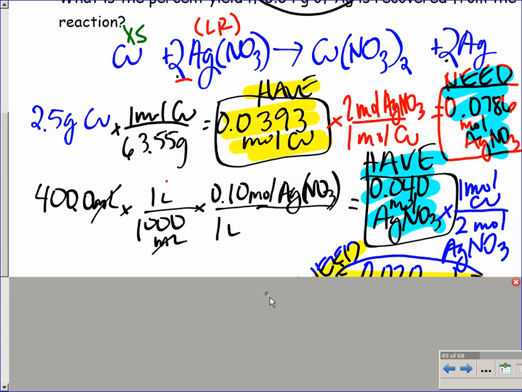You have 3.64. Remember, it's actual over theoretical. So you had 4.31. So that's your theoretical, but 3.64 is your actual. The actual is going to go on top, and the theoretical is going to be on the bottom.